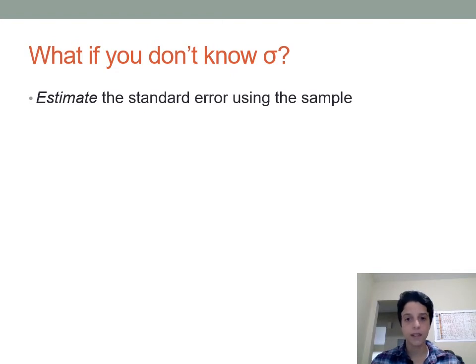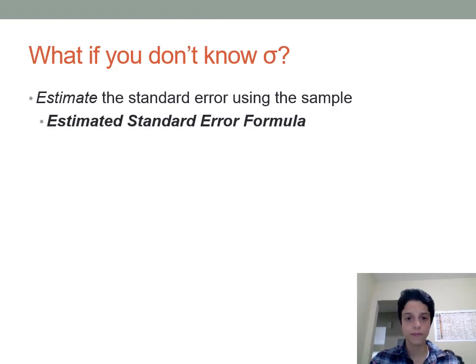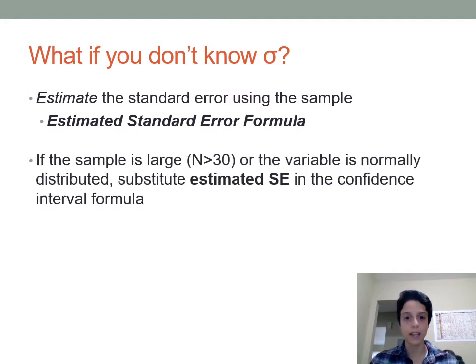Typically, when calculating a confidence interval, you will instead be estimating the standard error using the sample. And so we're going to be using something called the estimated standard error formula that I'll show you over on the document camera in a second. And as a quick caveat, you can use this estimated standard error formula as long as the sample is large or the variable underneath it is normally distributed. So basically, we want to make sure that we have the characteristics that you need for your sampling distribution to be normal in order to use this confidence interval formula.